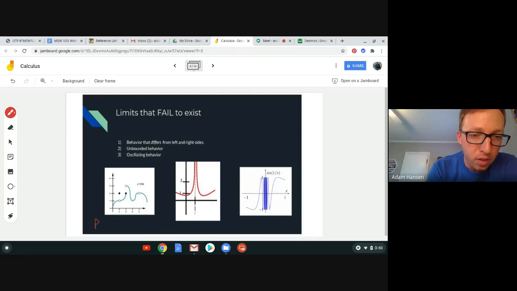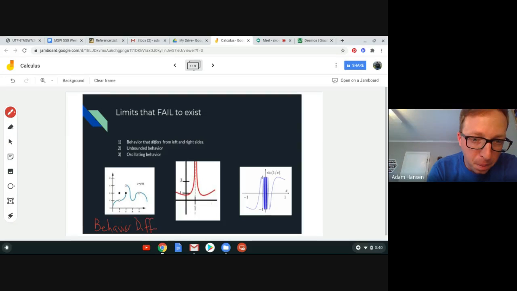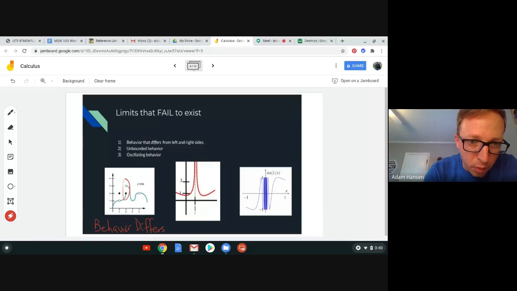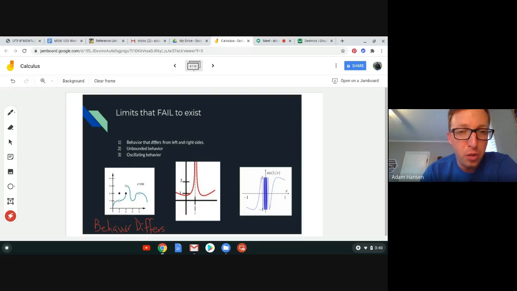So the behavior differs. And that happens at x equals 2, like we saw right there. For values that are less than 2, the function approaches 2. For values that are greater than 2, the function approaches 3. I'm approaching 2 from one direction, I'm approaching 3 from another. So the limit as x approaches 2 of f of x does not exist.